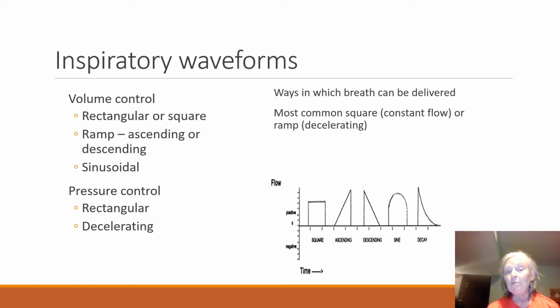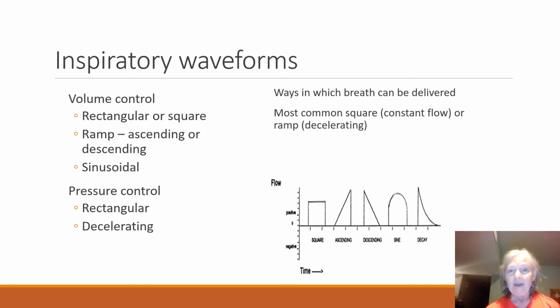Which is more comfortable for the patient? Actually, the decelerating one is. Which one is going to provide probably the best oxygenation? That's going to be your square wave. Which one is going to have the least amount of increased pressure in the inner thoracic cavity? That's your descending or decelerating ramp. Which one is going to build up the most pressure in the inner thoracic cavity? That's your square wave.